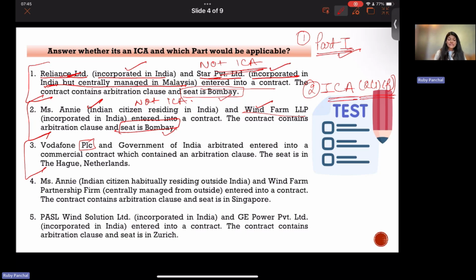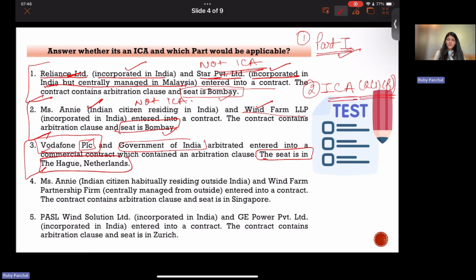But when the suffix is, let's say, PLC, you should know right away that it's not a company incorporated in India, right? UK perhaps does use this suffix. So it's a company incorporated outside India, because if it would have been an Indian incorporated company, PLC would not have been the suffix, and it's the Government of India which is the party. The seat is in The Hague, Netherlands. So now let's answer this question.